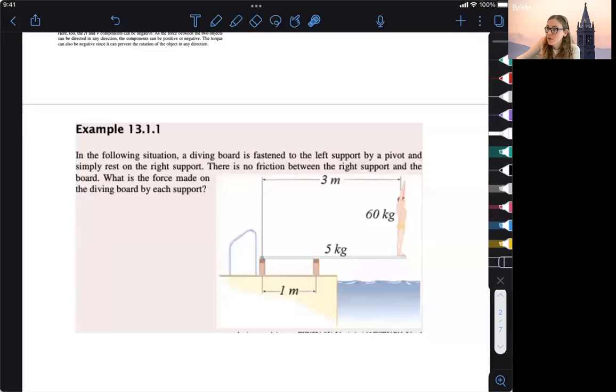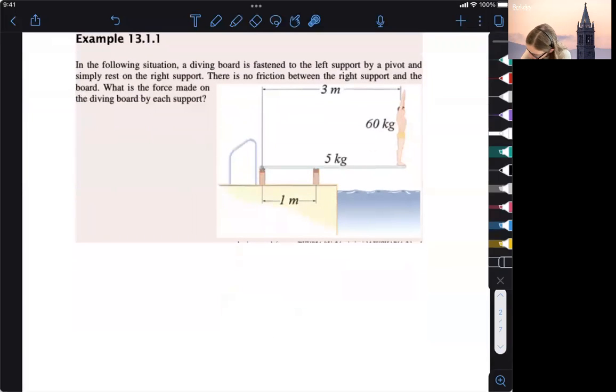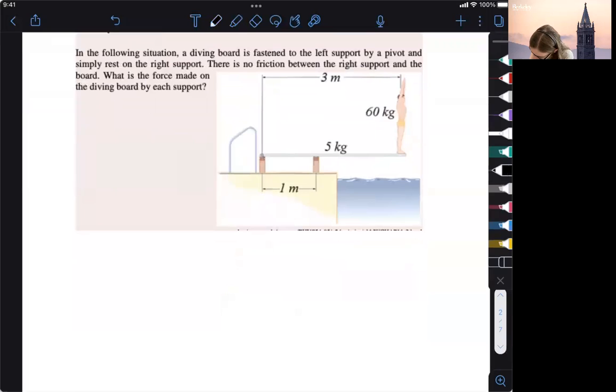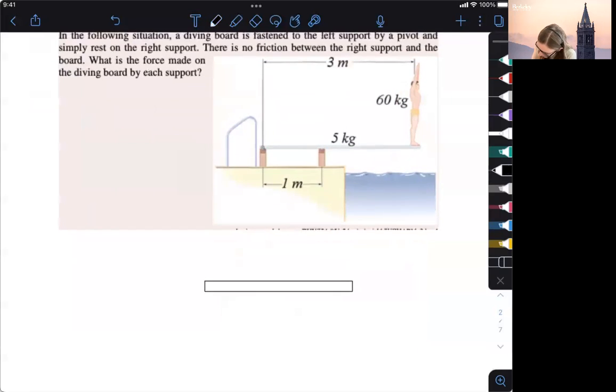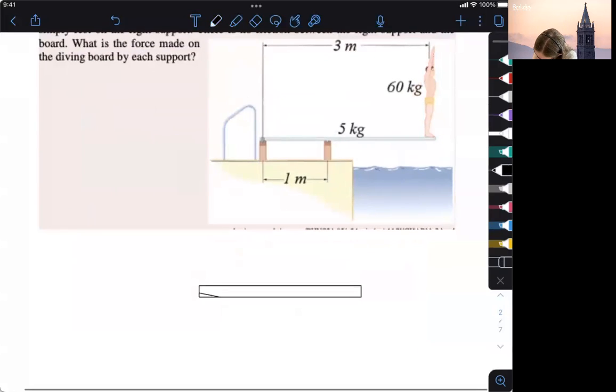Okay, so we're going to break things up first into our free body diagram. When we do a free body diagram, we want to take the object with mass, which is going to be our board, and we're going to separate it. Okay, so we have what we talked about. We have a pivot on the end.